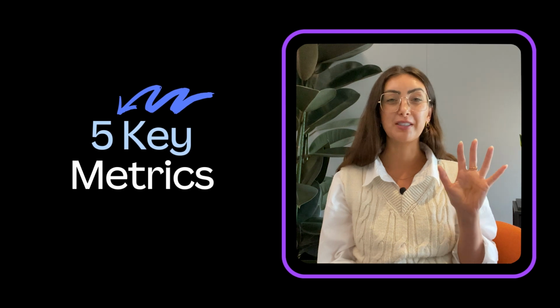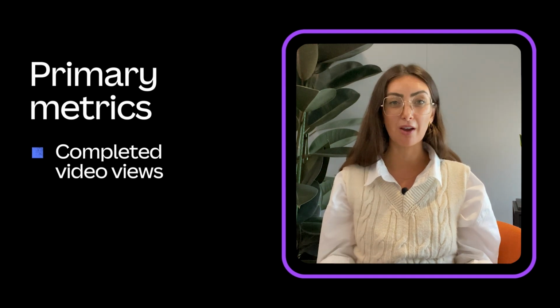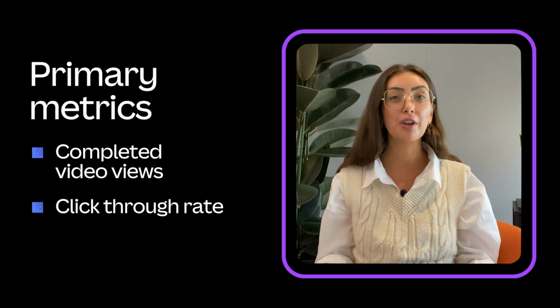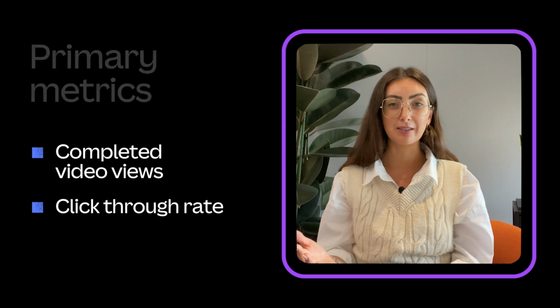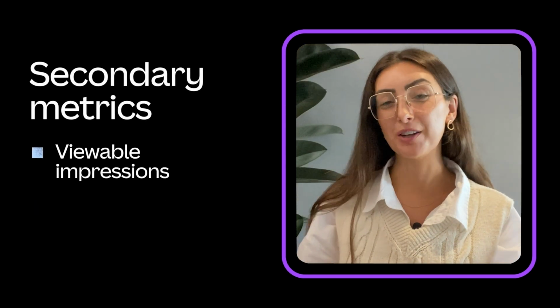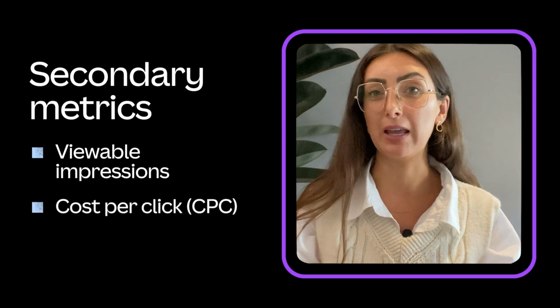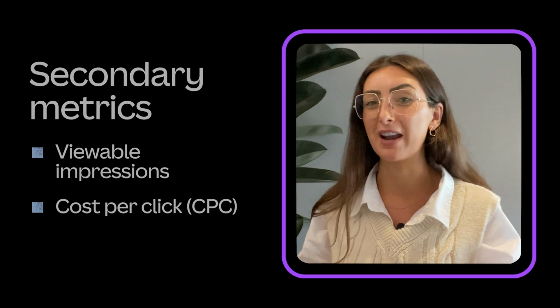There are 5 key metrics to consider when running a middle funnel campaign. Primary metrics are: number 1, completed video views, which refers to the number of times the entire video was watched. And number 2, click-through rate, which is the ratio of the number of users who have seen your ad to the number of users who have clicked on your ad. Secondary metrics are: number 1, viewable impressions, and number 2, cost per click, CPC. This metric should be monitored and kept within a healthy range.